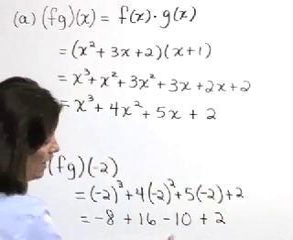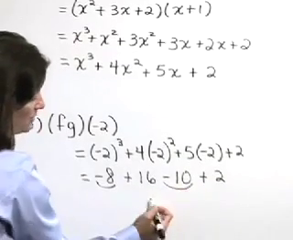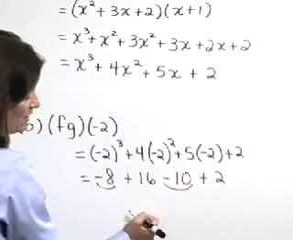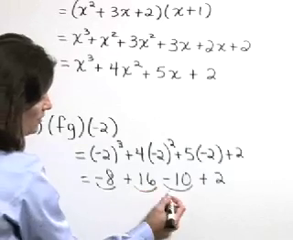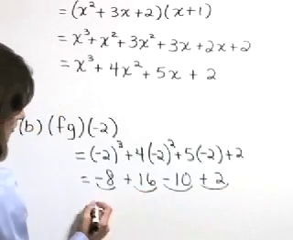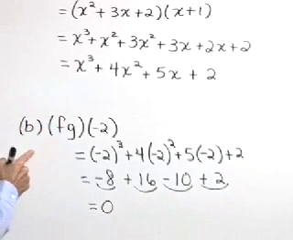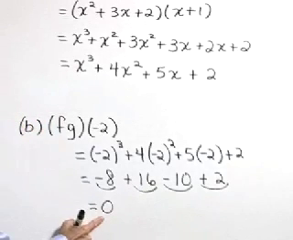Now, as we combine these terms, notice we've got a negative 8 and a negative 10. That's a negative 18. We have a 16 and 2. That's positive 18. And those combine to 0. So in part B, f times g of negative 2 is equal to 0.